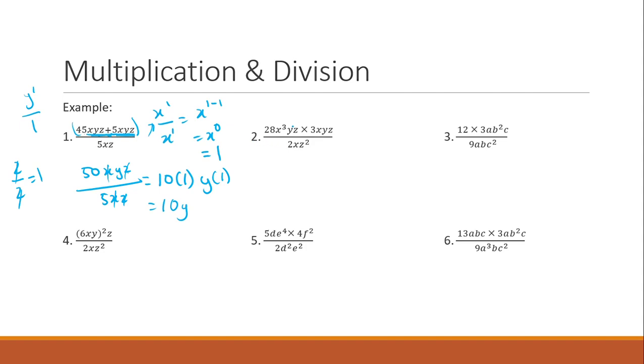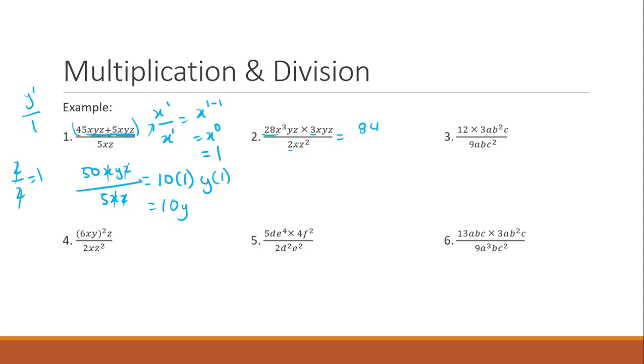Same thing you do. We have 28 times 3. When we have multiplication or division, we can just calculate the value. Meaning that the value here, we can just calculate. 28 times 3 divided by 2, we can do first, 84. So at the top, it would be 84 x cubed yz times xyz.